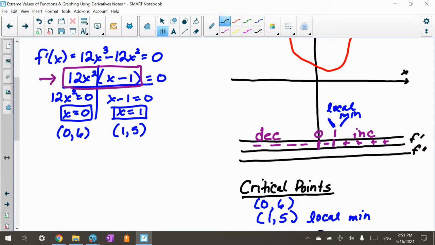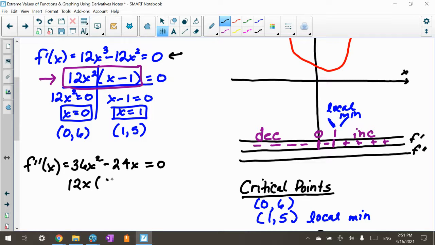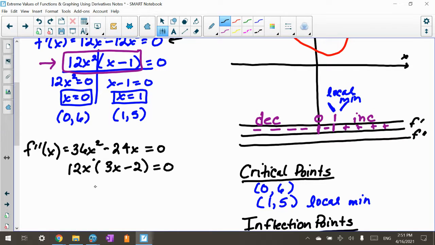Now let's do the second derivative. So I'm going to do f double prime of x, and I'm going to come back up here and do that. So when I get that, I get 36x squared minus 24x equals 0. Because I got to put for my inflection points, I'm going to factor 12x out, and when I do, I get 12x times (3x minus 2) equals 0. Now I'm going to put all the parts equal to 0, so I have 12x equals 0. x is 0, so there's my inflection point x value.